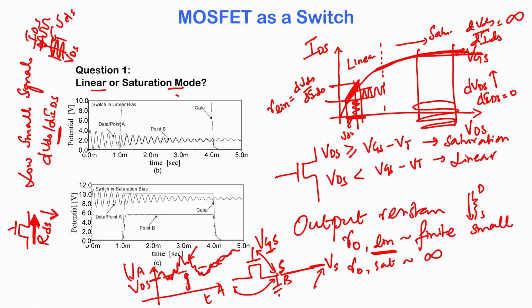So, this DC level is expected to be smaller than VGS minus VT. In that case the MOSFET will be in linear, but if this DC level is increased and is going to be larger than VGS minus VT, then we have the MOSFET in saturation.